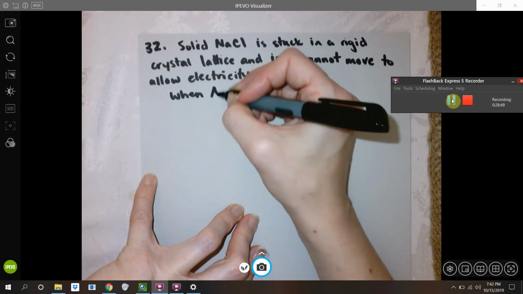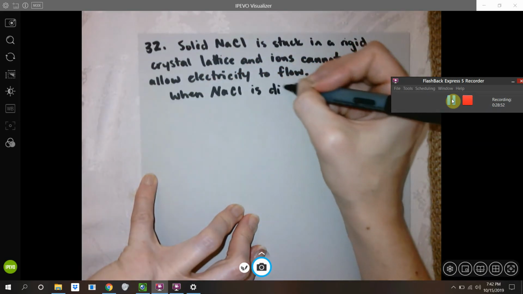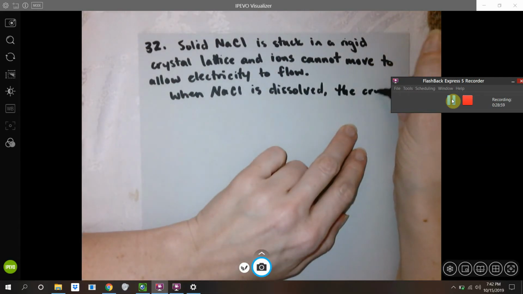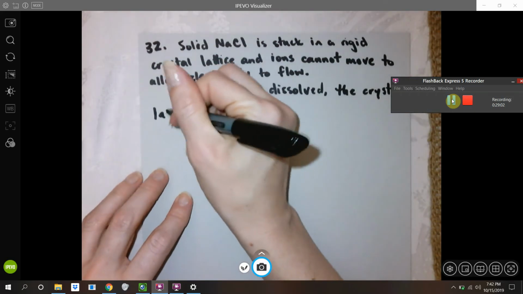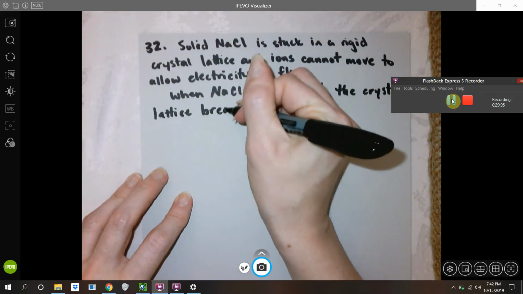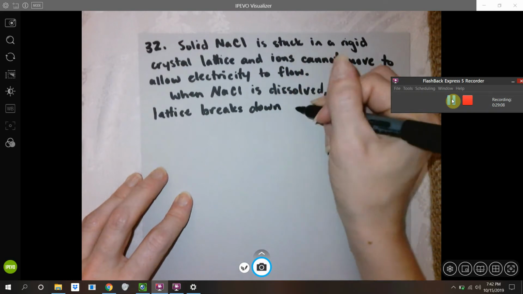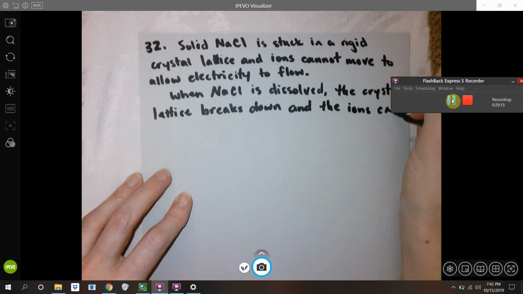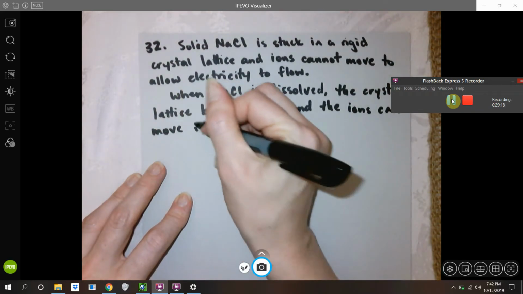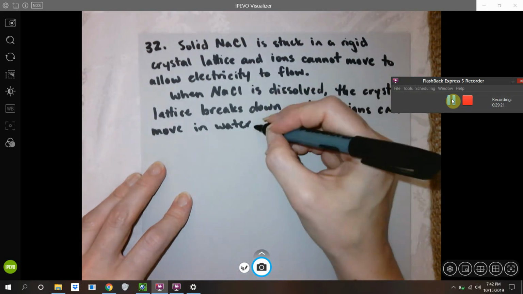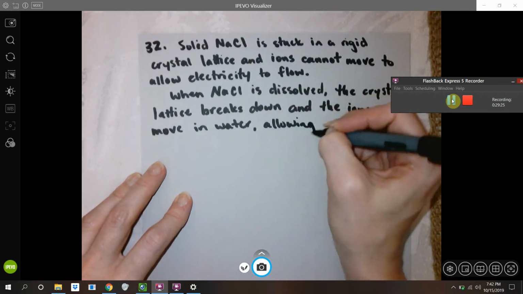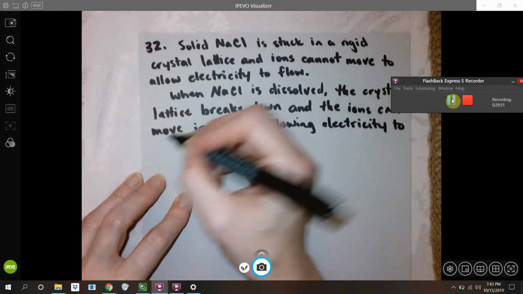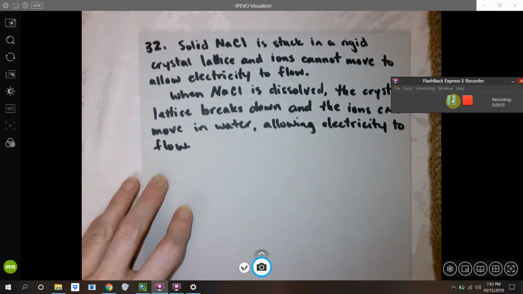When NaCl is dissolved, the crystal lattice breaks down, and the ions can move in water, allowing electricity or charge to flow. Hopefully you can read that. Here it is.